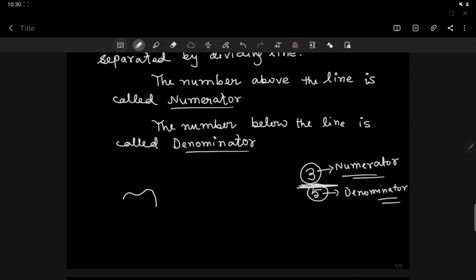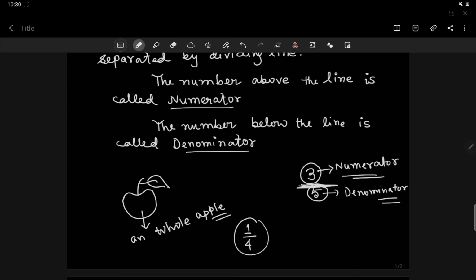Suppose I have an apple. So this is a whole apple, but I need 1/4 of this apple. So 1/4 apple can be written as 1 by 4. If I divide into 4 equal parts, you can get 4 equal parts, and each part will be 1/4.